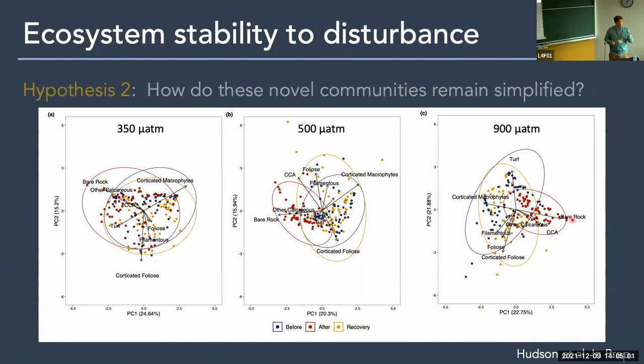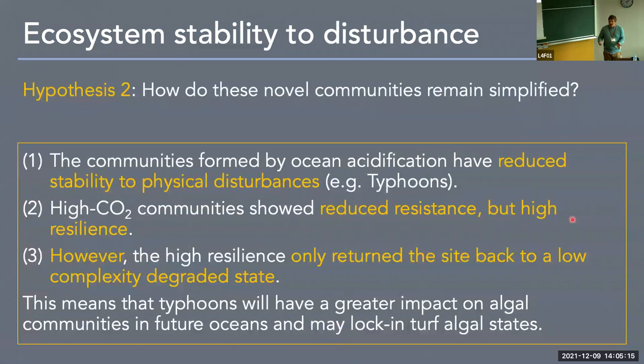So back to that bare rock, which we already know from my initial story is going to end up at turf. You're going to have that very simple development of the community. And so we know that, therefore, they have this reduced stability because their high resilience within the high CO2 only just goes back to turf. So yeah, they recover quickly, but they recover to a not very good state. It's a low productivity degraded state.